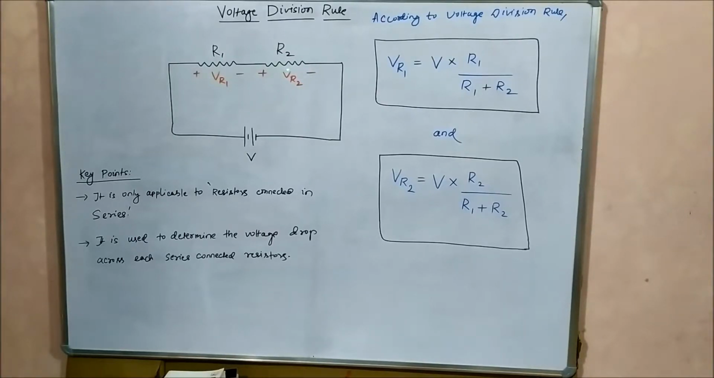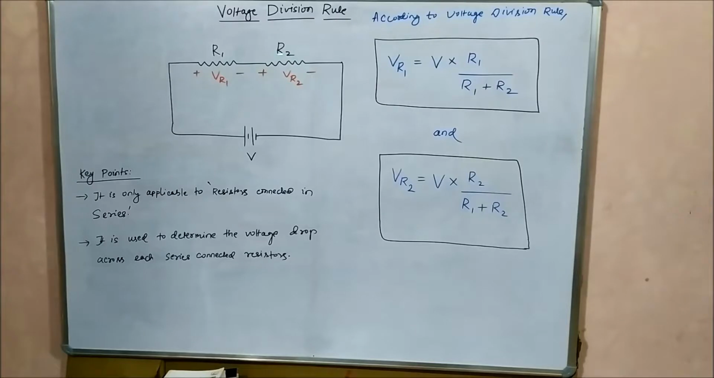Here VR1 and VR2 are the voltage drops across resistors R1 and R2. Again, pay attention to the polarity that we have given, plus and minus, because current always flows from positive to negative in any resistor internally, because resistors always absorb power. So the voltage drops are given in this fashion.